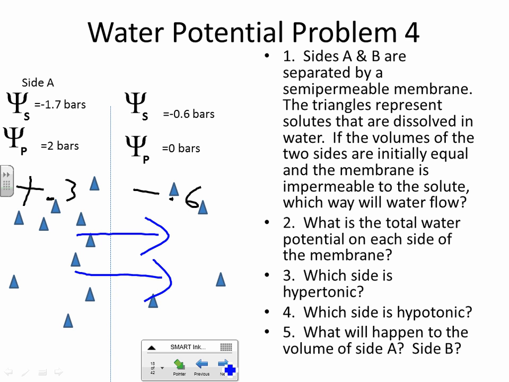Which side's hypertonic? This side's still hypertonic, right? Still got more solutes. This side's still hypotonic. So the water wants to go this way. But it can't because of what? The pressure stopping it from going this way. So what will actually happen to the volume of side A? It's actually going to decrease because that water's getting pushed over there. And on side B, the volume is going to increase. Make sense?